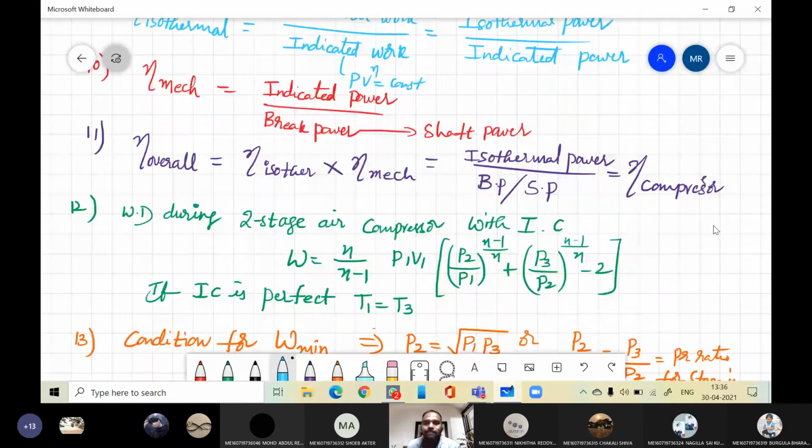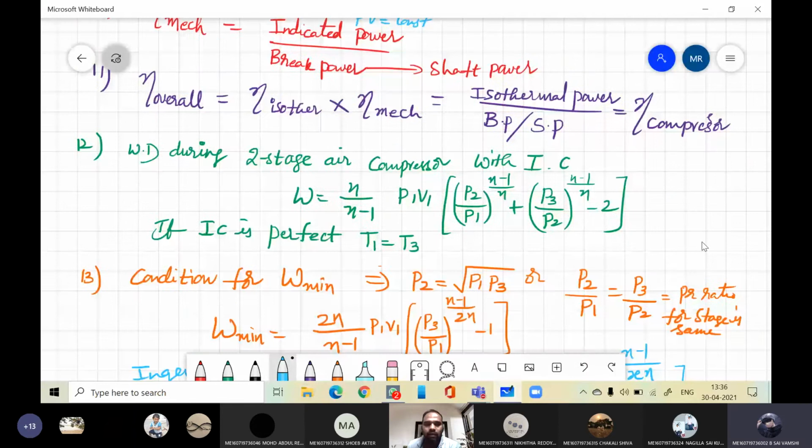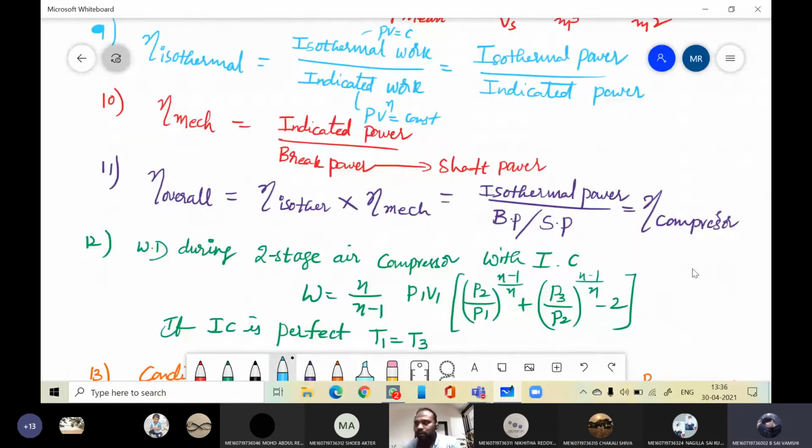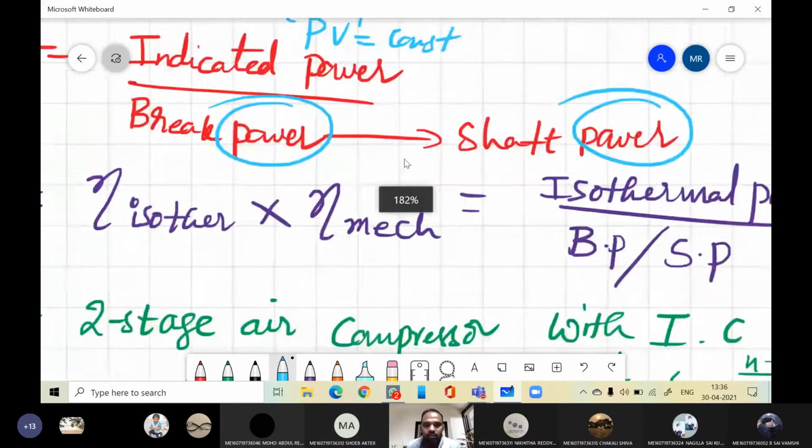Sir, in the 10th formula, can we write the formula in terms of work? Here actually we can write in terms of work also, but we don't know the brake work. Maybe in the problem he will give shaft power or brake power. That is the reason I wrote in terms of power only, because brake power will be needed. Let me go to the volumetric efficiency.